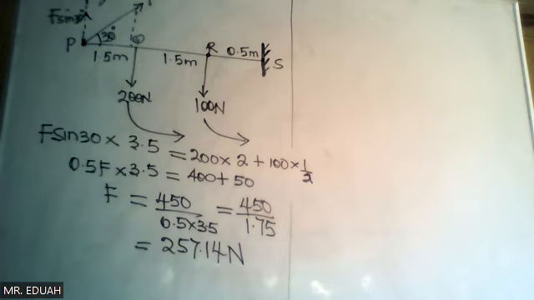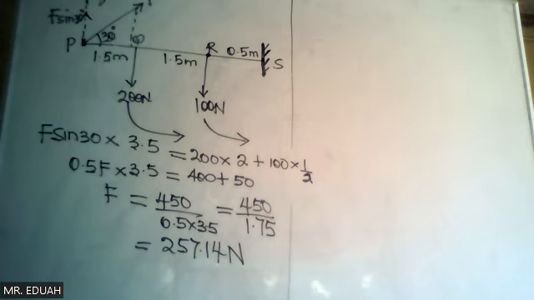A horizontal uniform rod of mass 5 kilogram and length 2 meter is supported at each end by wires suspended from a ceiling.